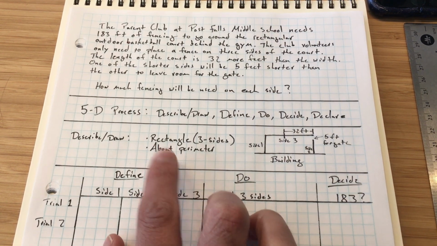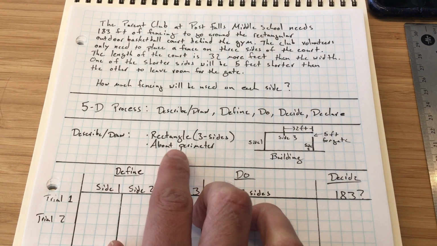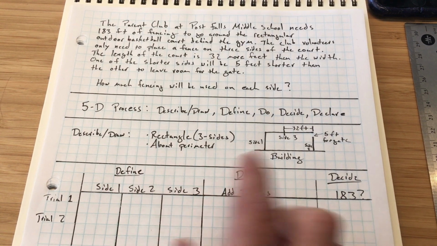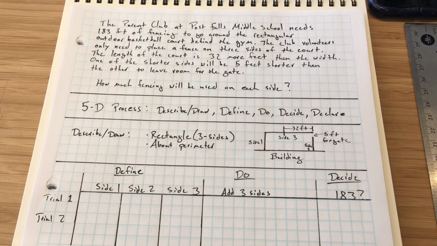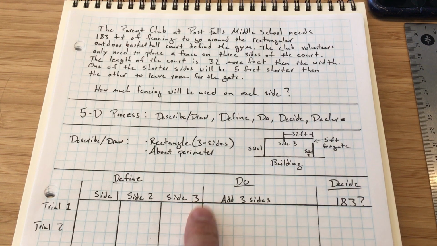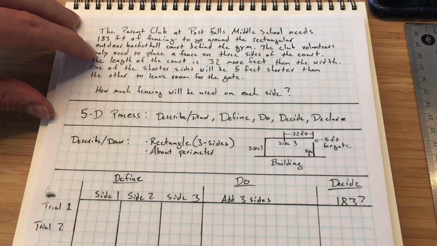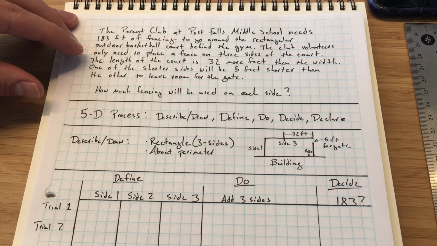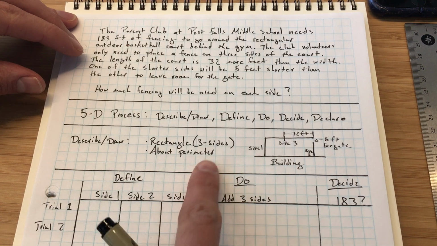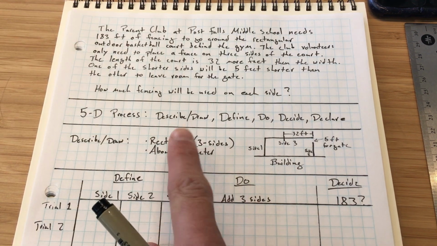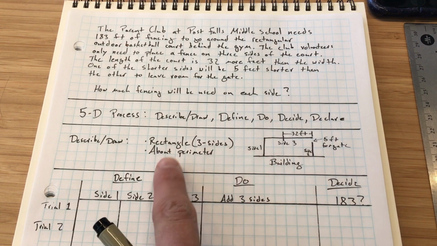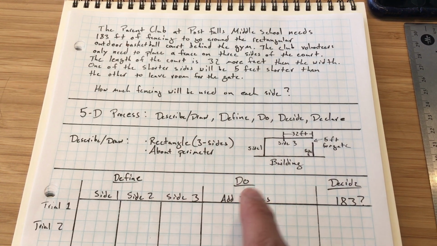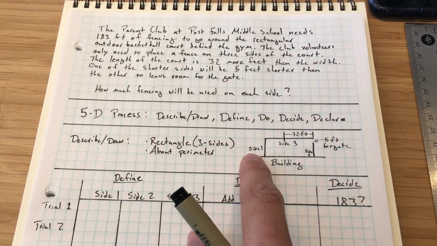Okay, first step, describe and draw. In this step, we're going to describe the situation, and we're going to draw a picture if appropriate to help us understand. Looking back at the problem, we know that we're dealing with a rectangular fence, and we only need to deal with three sides of the rectangle. So I wrote rectangle, three sides. And I know that this problem is about perimeter because it's talking about the length around the outside.